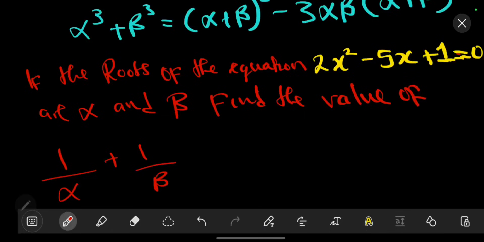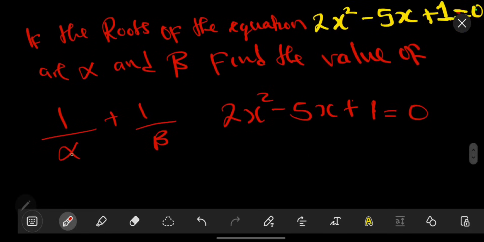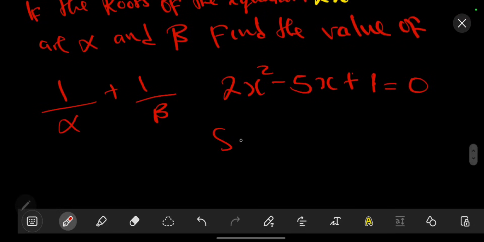Let's say we have, if the roots of an equation 2x squared minus 5x plus 1 should be equal to 0, then we are told that they are alpha and beta, find the value of 1 over alpha plus 1 over beta. So here, what we are going to do is that we are going to say, first let's find the sum before we even begin our calculations for many of these. Sum should be equal to negative b over a.